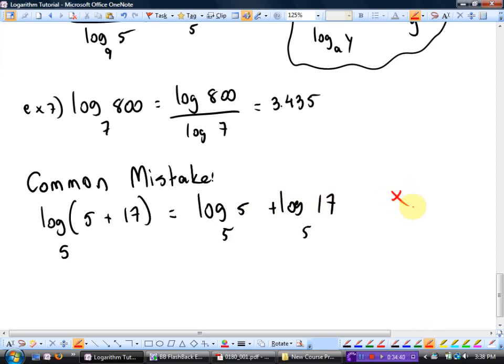Yuck! Now, what's the multiplication rule? Multiplying inside the log is the same as adding outside the log. It doesn't work the other way around. Or I'll see it this way: instead of a plus sign there, I'll see a times sign there.